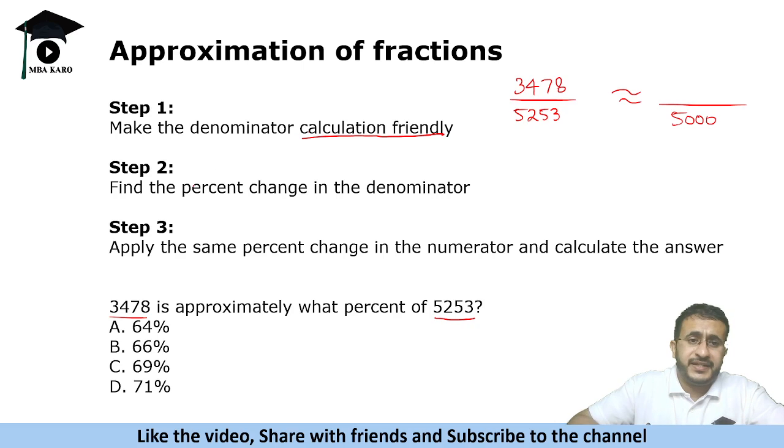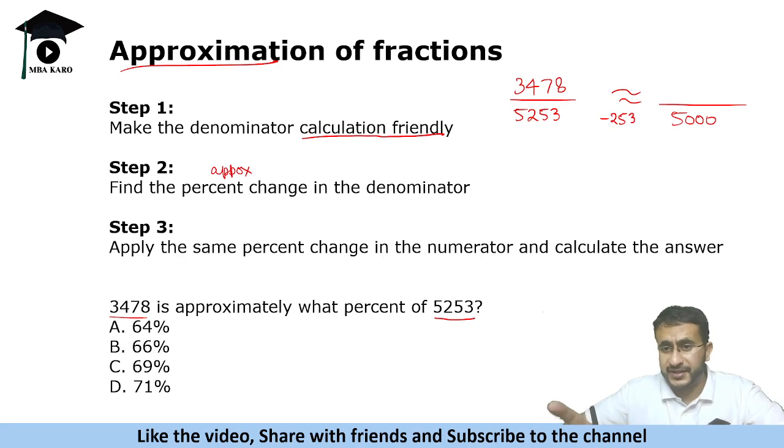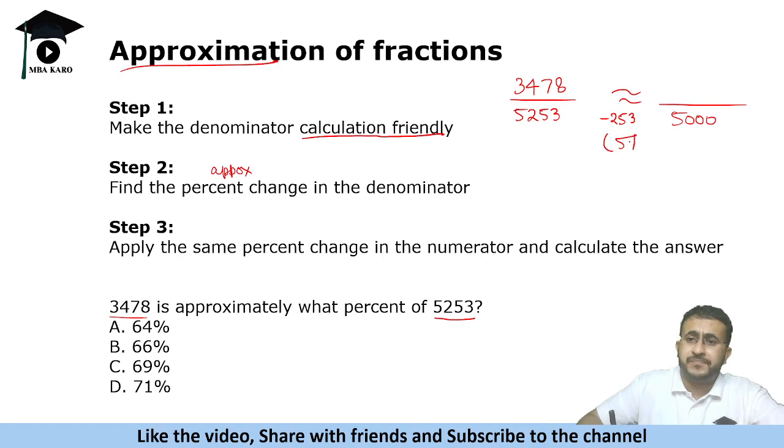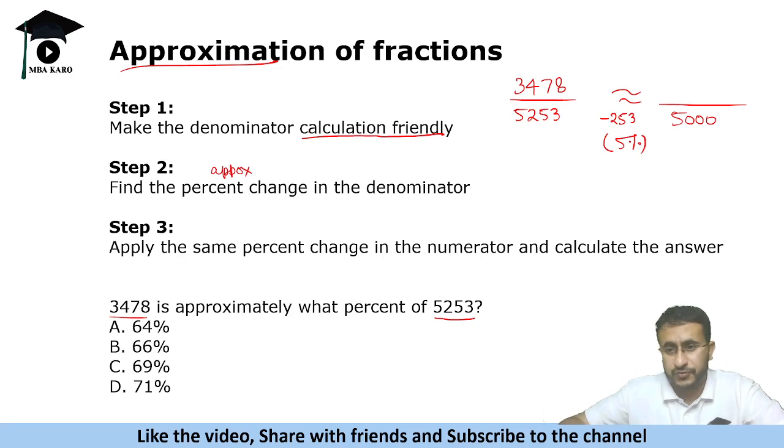Second thing is find the percentage change in the denominator. And you need to find approx. Okay, all things have to be done with approximation. So what is the percentage change? I subtracted 253 from this. 5253, say I subtracted 253 to get 5000. Now 253 is how much percentage? Roughly 5%. लेकिन रफ, we have to do approximate, like 500 का 5% is 250. ठीक है, इसका 5% थोड़ा ज्यादा होगा, but approximately 5%, rough 5%.